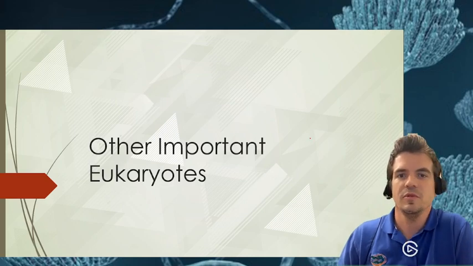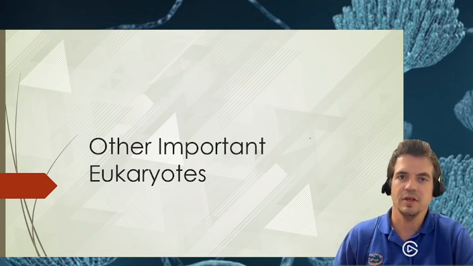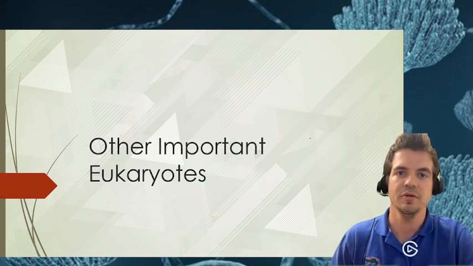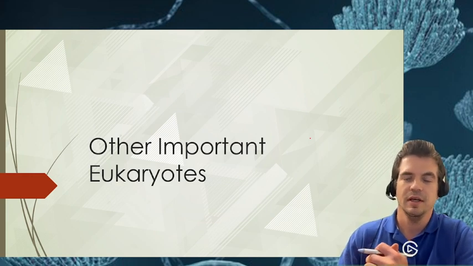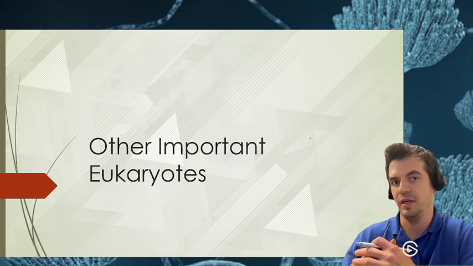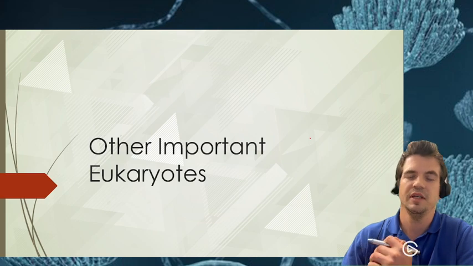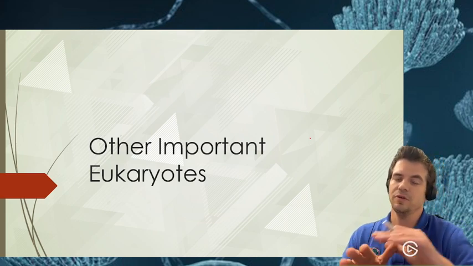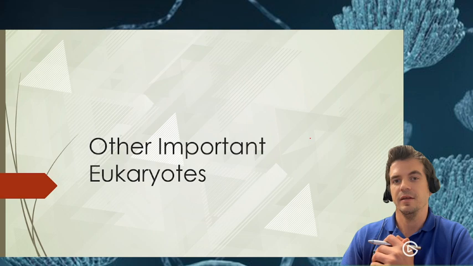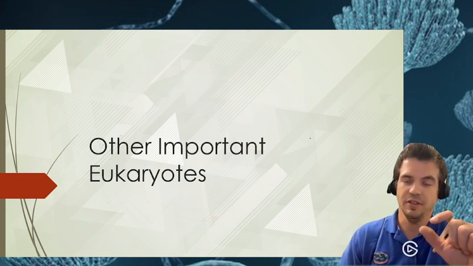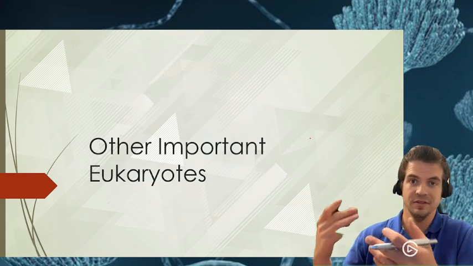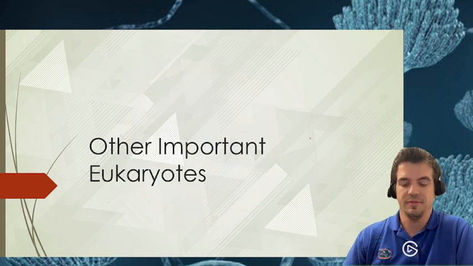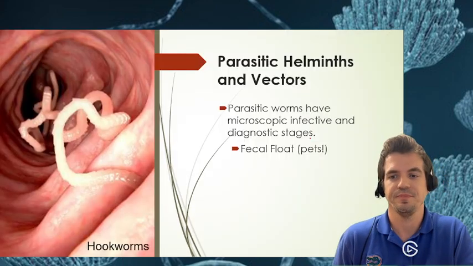Hello, and welcome to our final lecture on eukaryotes in the prokaryotes versus eukaryotes module. This is where we will talk about other important eukaryotes, basically just the helminths that we haven't talked about yet, and a whole other class of eukaryotes that we can see that carry these pathogens, and those are called arthropods, or insects and arachnids, namely mites. So let's get into it.